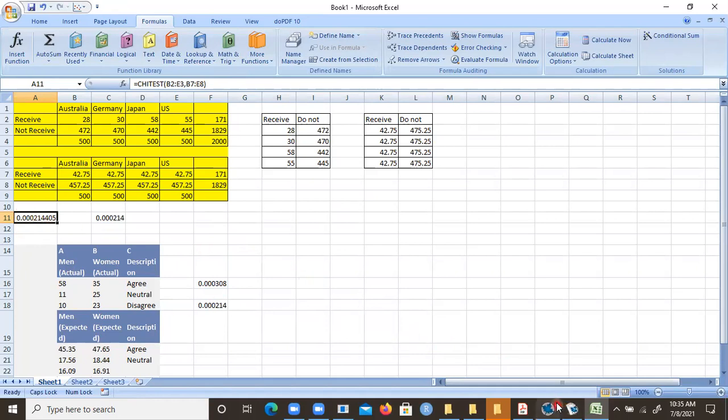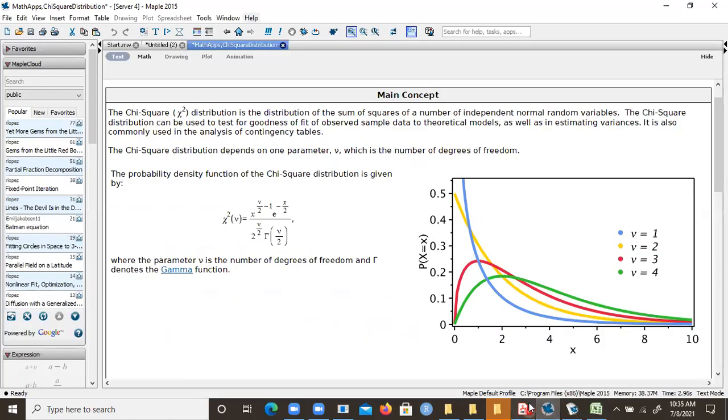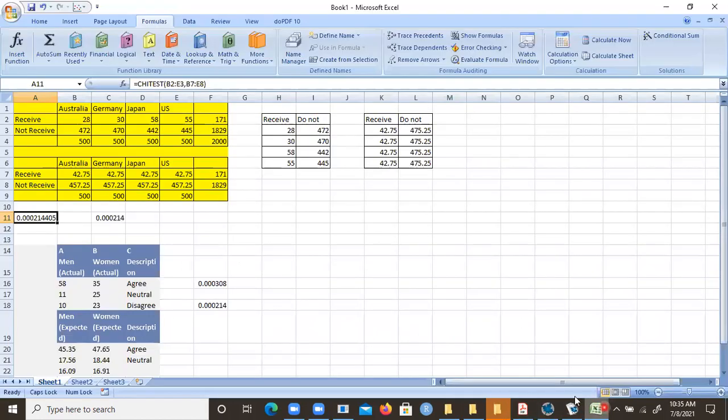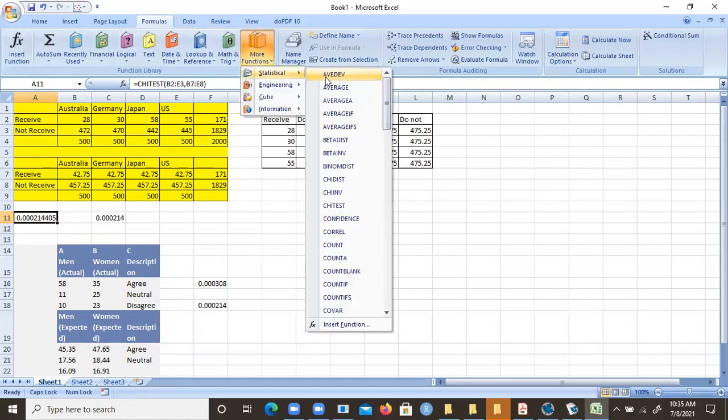If I carefully observe, I will see that this value that the Excel is calculating is actually the p-value. Just compare the two values, 0.0002144. It is not calculating the chi-square. This is the problem with Excel, that it is not calculating the chi-square.